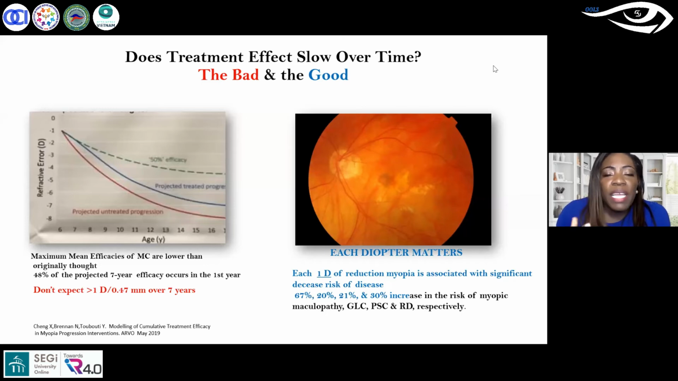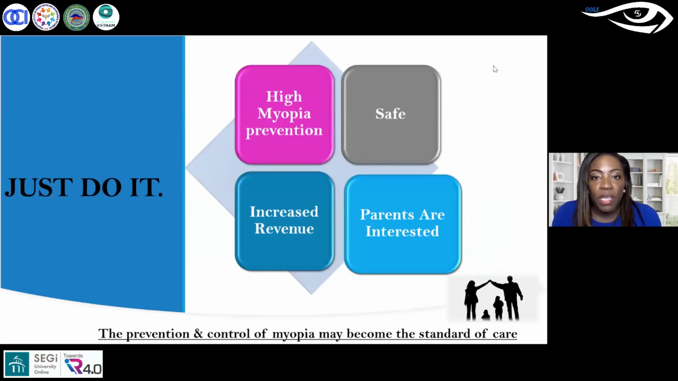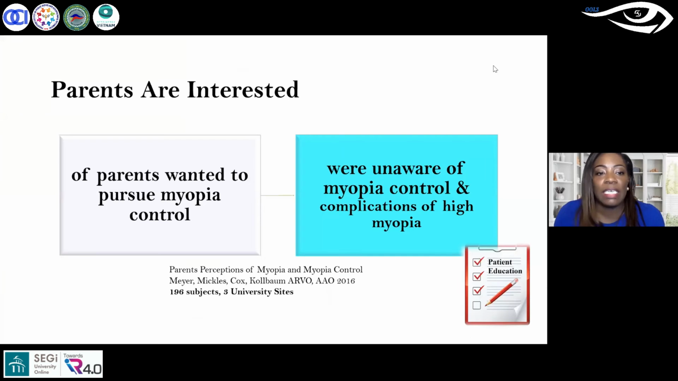But the benefit here is what I said in the beginning. Each diopter of reduction of myopia is associated with a significant decrease in risk of disease. So I strongly encourage you to still get involved in myopia management, because every diopter does matter. Definitely get involved, as I said, because it can prevent high myopia. It is safe, as I've shown, as far as all the options. There is increased revenue, and parents are interested.